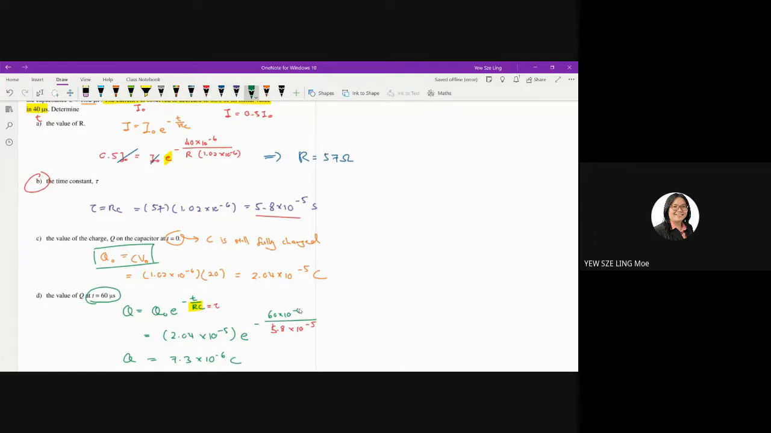Now, of course, if you don't want to write it as 5.8 times 10 to the power of negative 5, you can still rewrite this whole thing as 57 times 1.02 times 10 to the power of negative 6. Nothing's wrong. This is just a shortcut.